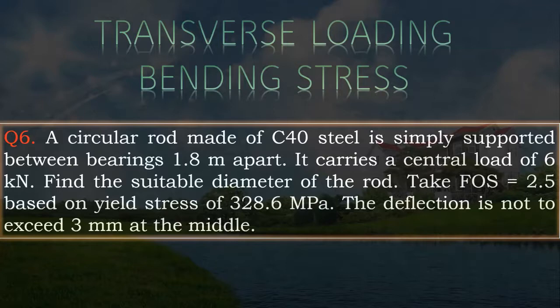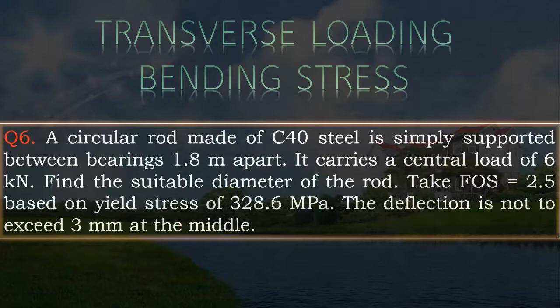Also, he has given a factor of safety of 2.5 based on the yield stress of 328.6 megapascals. So for C40 steel, the yield stress is given as 328.6 megapascals, and he has also given a factor of safety of 2.5. So it is evident that by using these two values we can determine the allowable stress. Allowable stress can be obtained by dividing the yield stress by the factor of safety.